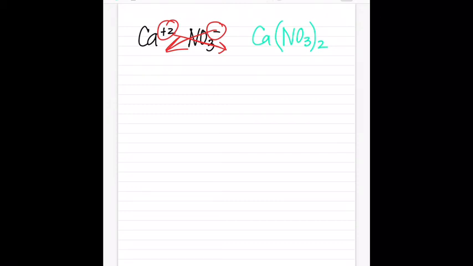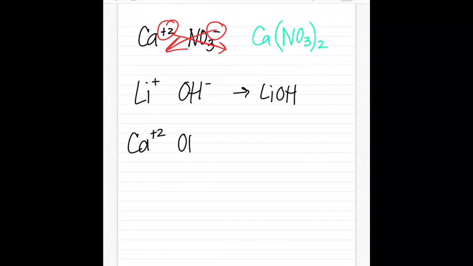Okay, let me give you one that's a little funky. Let's say that you have something like this. We're back to what we were doing earlier. These are equal but opposite charges, so your answer is LiOH. But let's say that you were doing something like Ca plus 2 and OH minus.